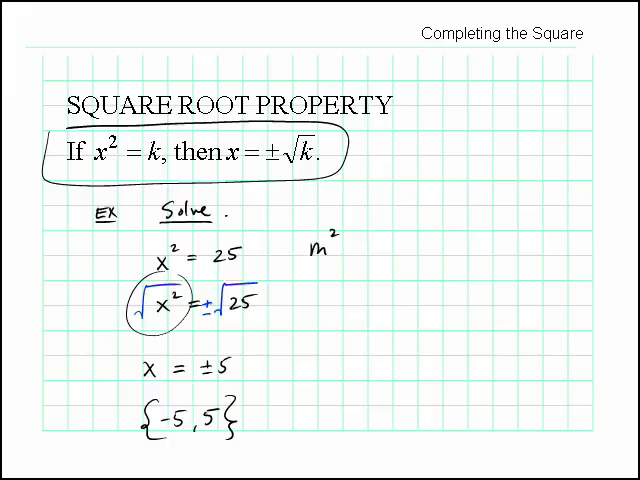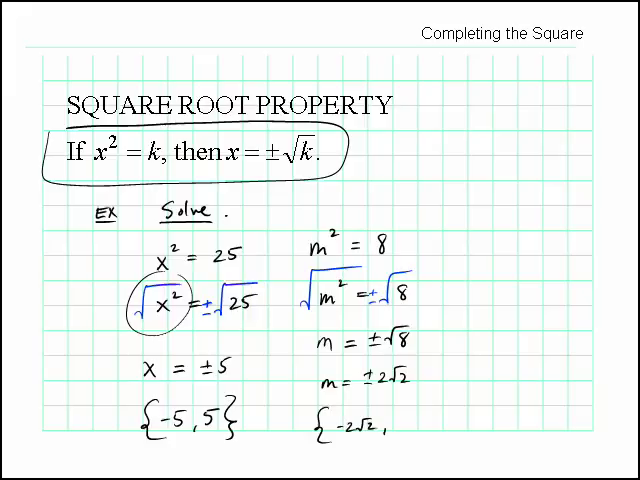Here's another example of that. m squared equals 8. If I take the square root of both sides, don't forget the plus or minus sign there, I end up with m equals plus or minus square root 8. Simplify those radicals if you can. That would be 2 square root 2. And the two solutions to this equation would be -2 square root 2 and +2 square root 2.